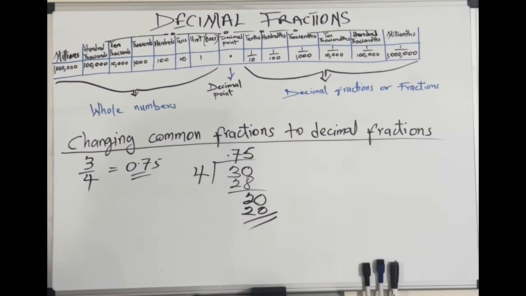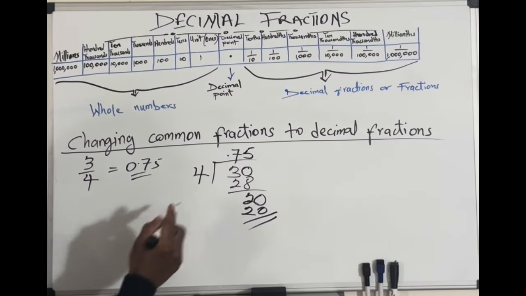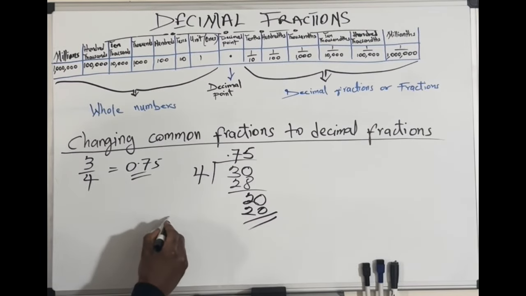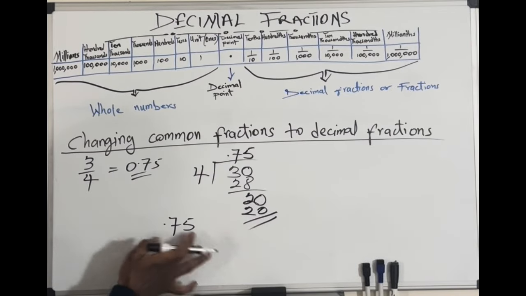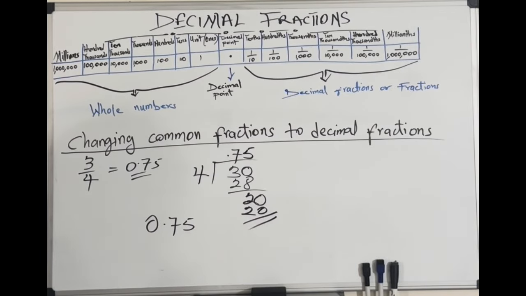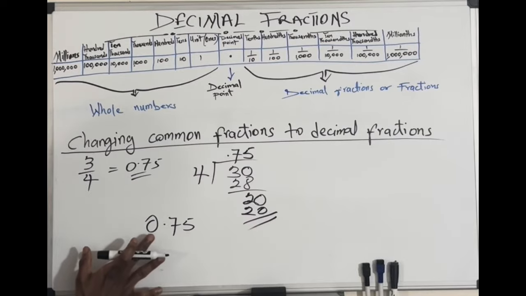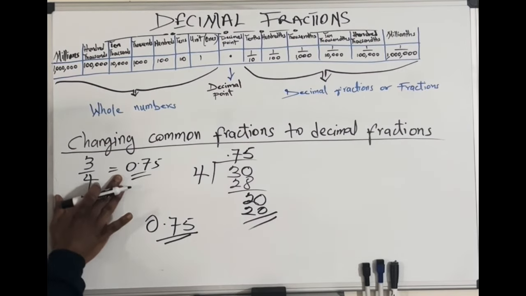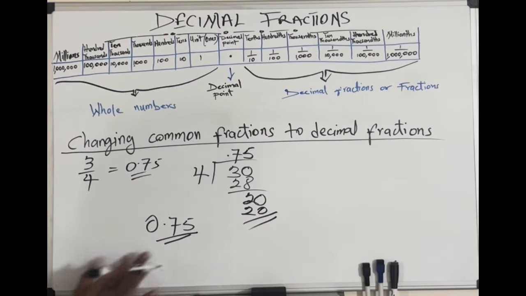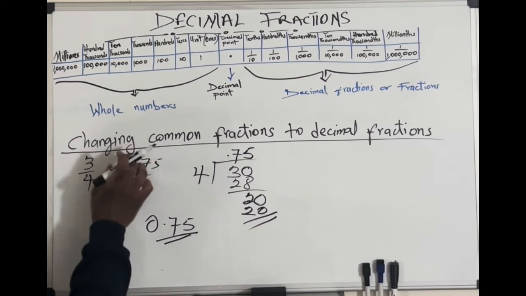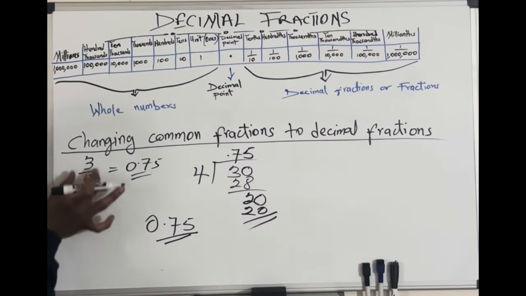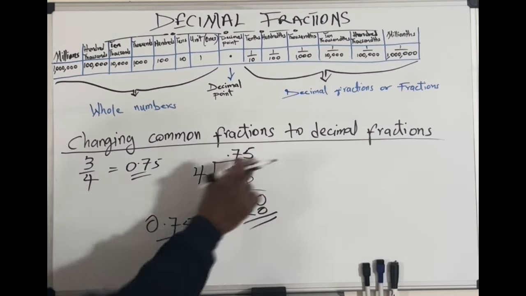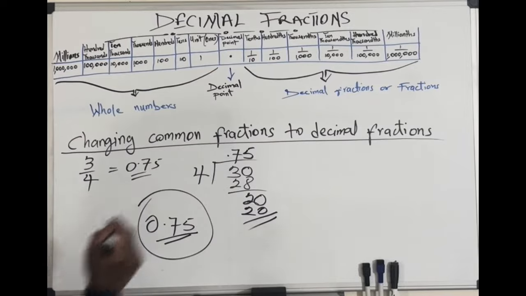And so if you remember, we said earlier that whenever we have point a number, we just bring 0 ahead of it. So right now we can read 0.75. That's the final answer. So we use a calculator, we have 0.75, long division 0.75. So right now we've changed common fraction 3/4 to decimal fraction.